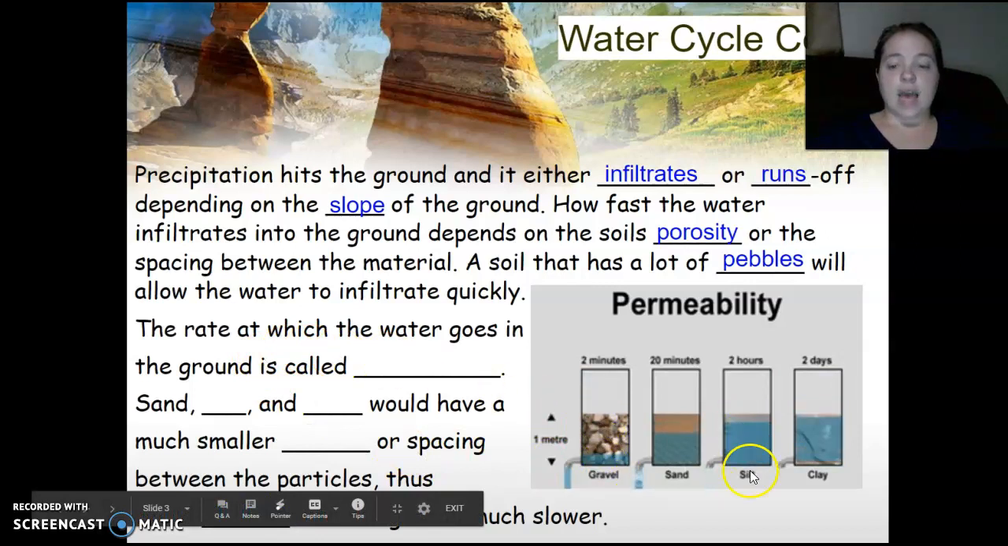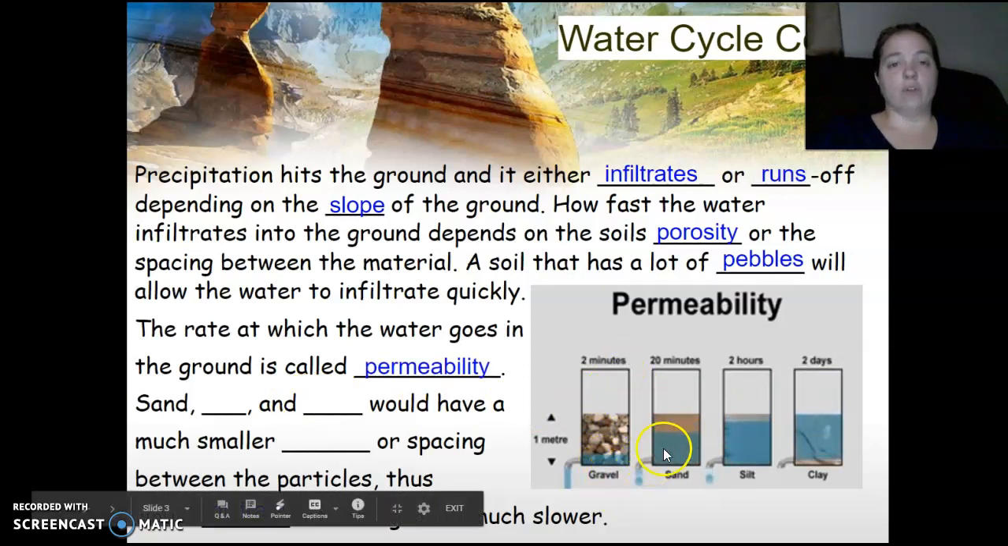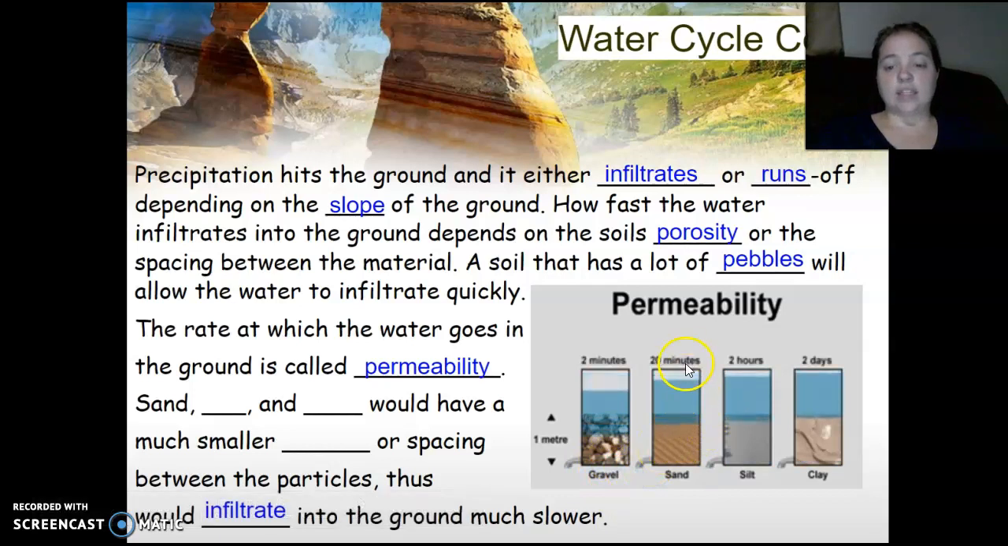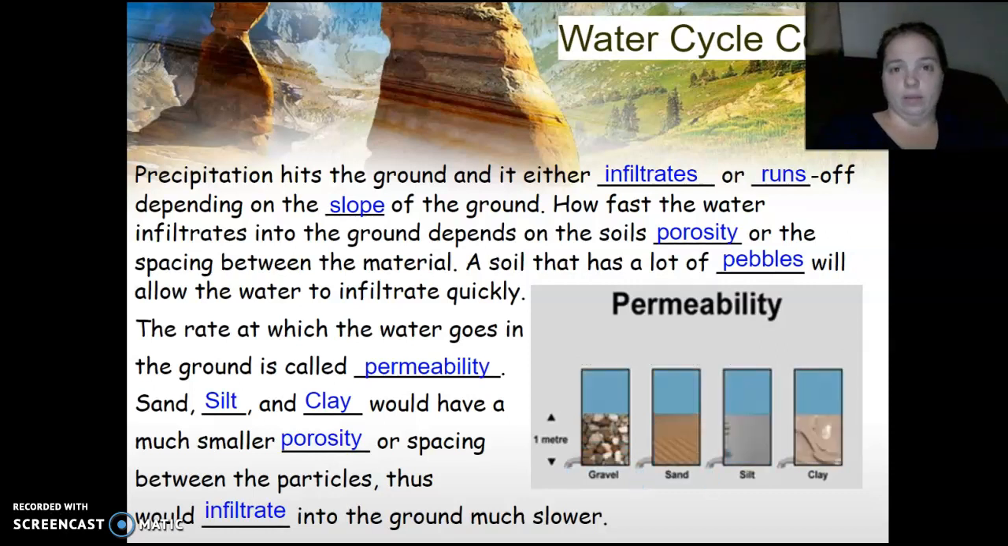Now, how fast all of this is happening is called permeability. That's the rate at which the water goes in. This takes 2 minutes for the gravel to drain out all the water. Sand takes 20. Silt, 2 hours. Clay, 2 days. So sand, silt, and clay would have a much smaller porosity, or spacing between the particles, and thus would infiltrate into the ground much slower. So if you have a clay ground, it doesn't tend to infiltrate quickly. How does this relate to you at all?